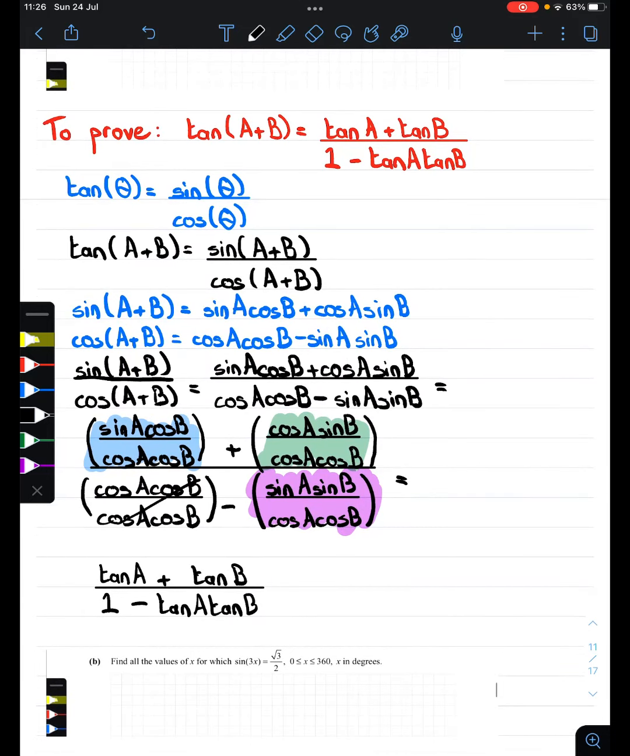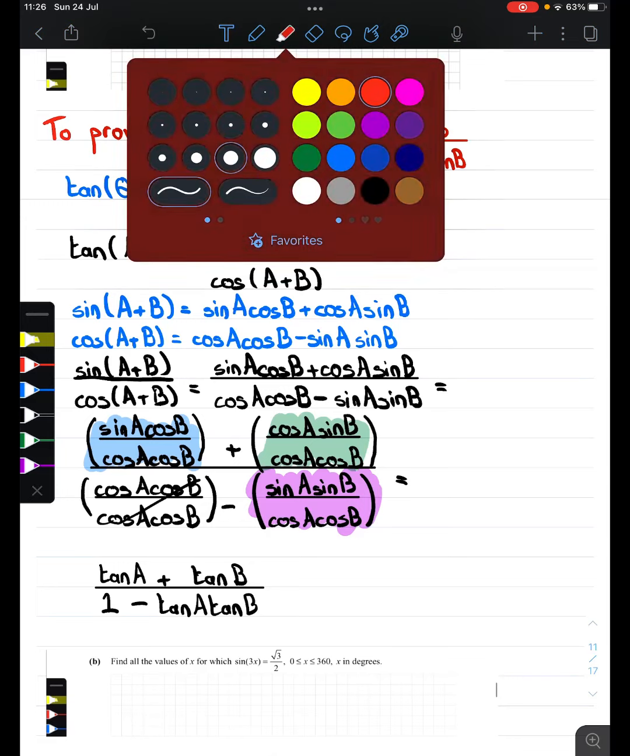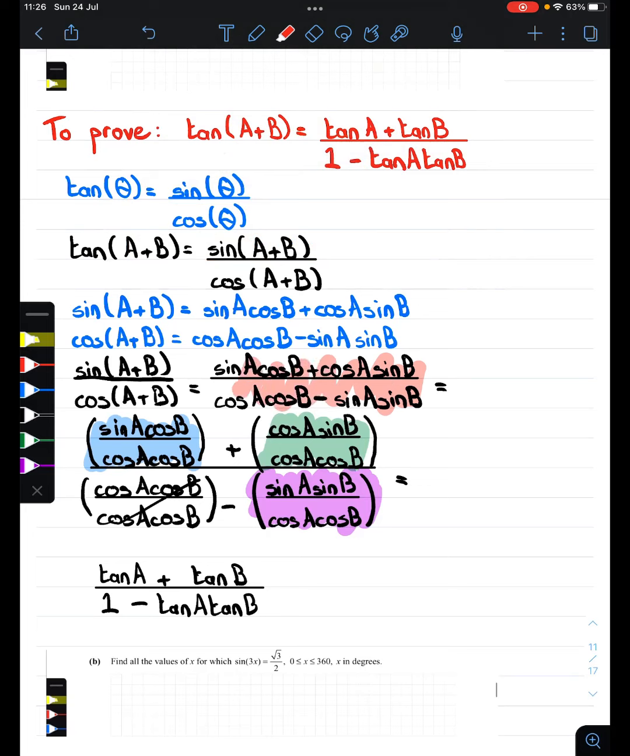The tricky part is dividing everything by cosine A cosine B, but if you just think, well, we want this whole expression to equal what we're looking for, then it becomes a little bit easier to see what to do. But the main point here is, even if you can't figure that out on the spot, make sure to get those easy points.